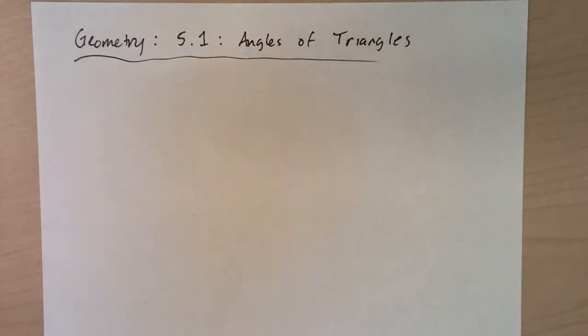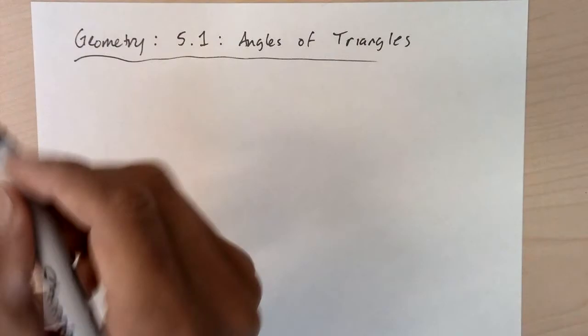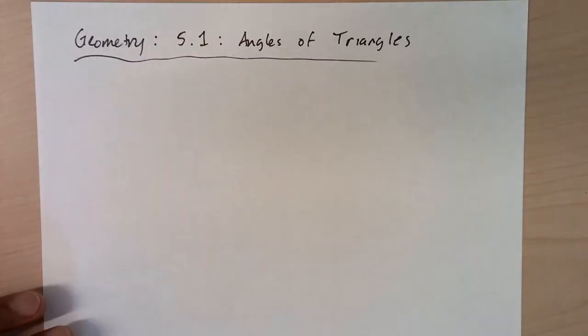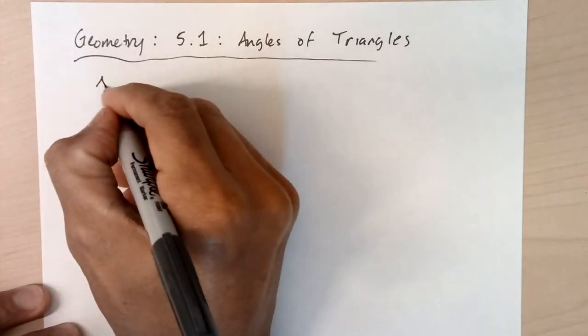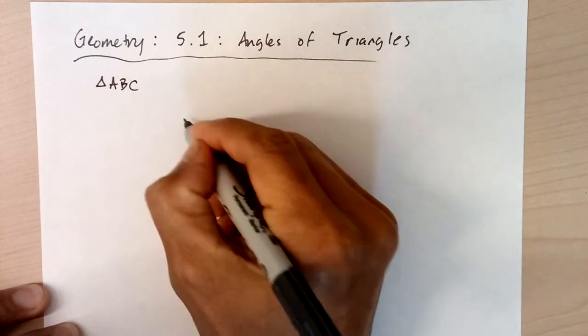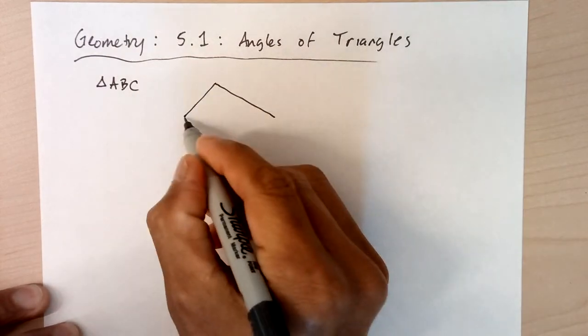Okay, this is Geometry 5.1, Angles of Triangles. Let's first review what a triangle is. A triangle is just a polygon with three sides. So you name a triangle by its three vertices. So I could say triangle ABC, and then this would be my triangle.